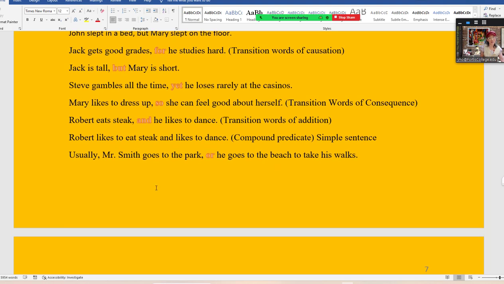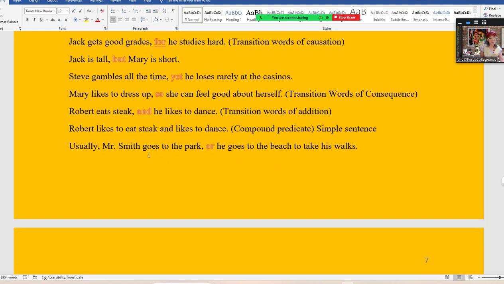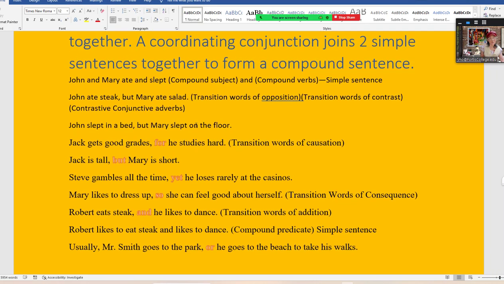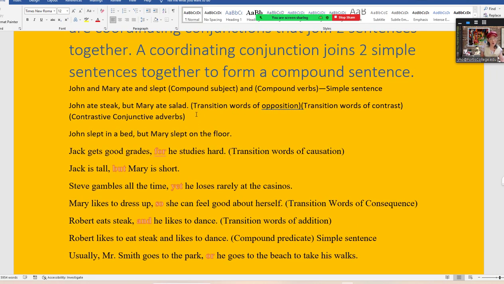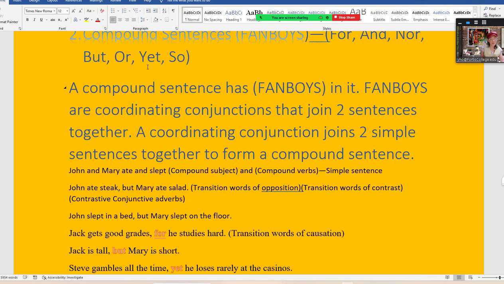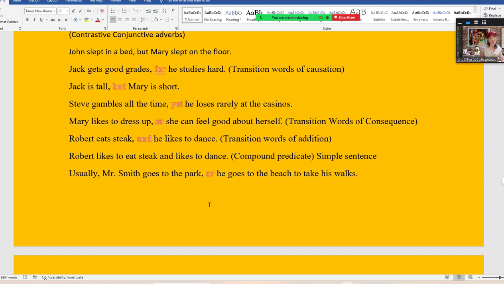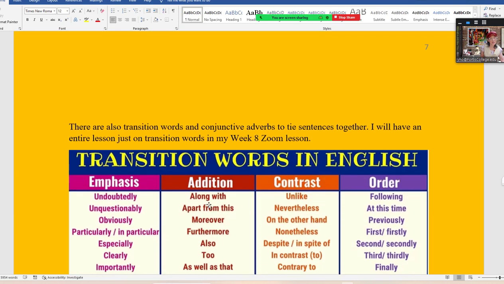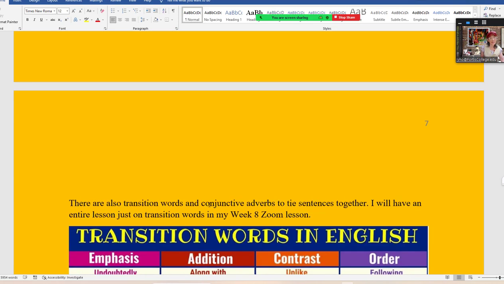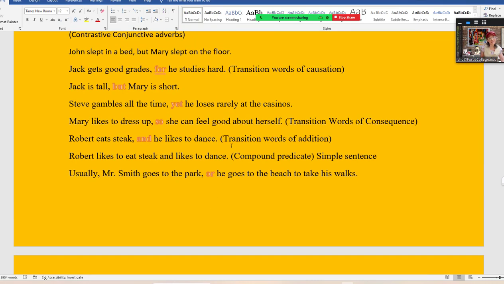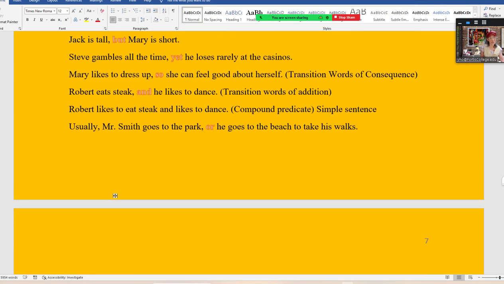And here, usually Mr. Smith goes to the park or he goes to the beach to take his walks. This is a compound sentence because of FANBOYS: the O in FANBOYS stands for "or." So all of these are examples of FANBOYS and compound sentences. And so these are all called coordinating conjunctions.